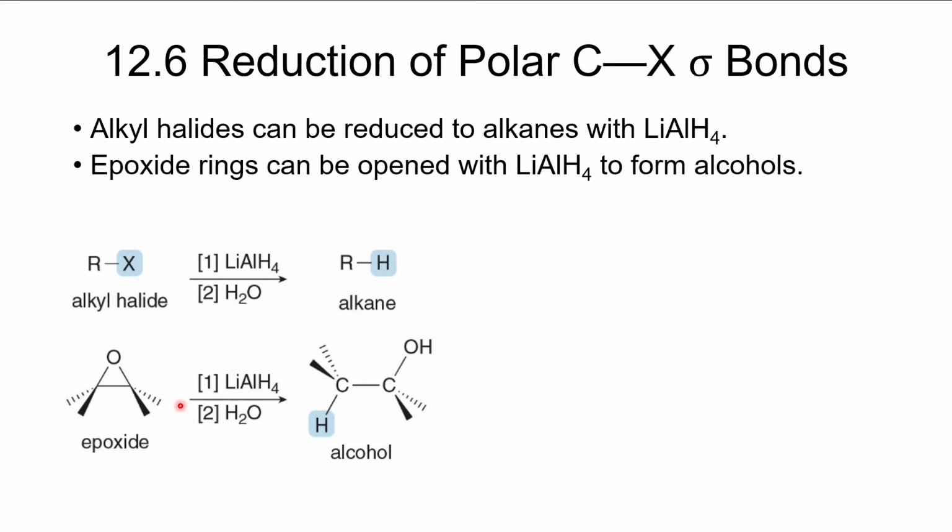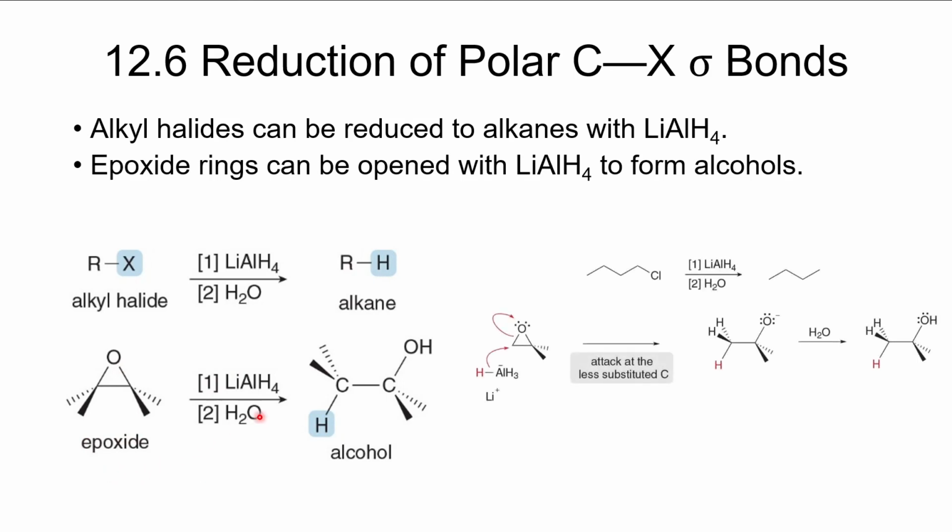All right, we can also open up epoxide rings using lithium aluminum hydride, and that will form an alcohol. All right, and so here when we add the lithium aluminum hydride, hydrogen will come in and do an SN2 reaction on one of these carbons and open it up. In this case, it did it on the left carbon. If you've got one of the carbons that is less substituted than the other, it will go to the less substituted carbon because it is an SN2 reaction. So you can open that up and you will get an alcohol.